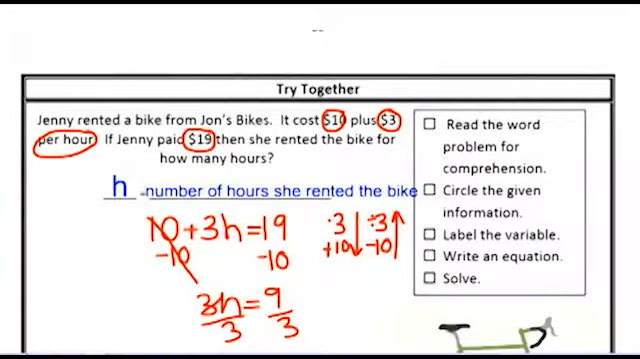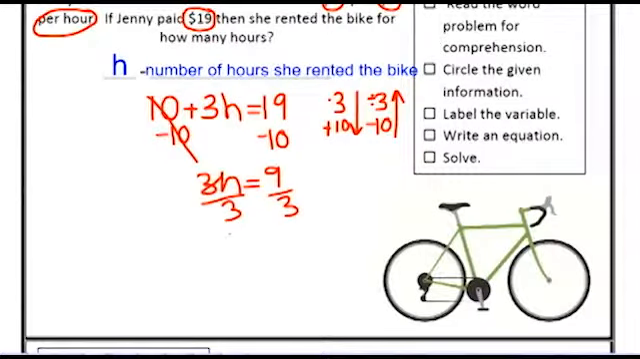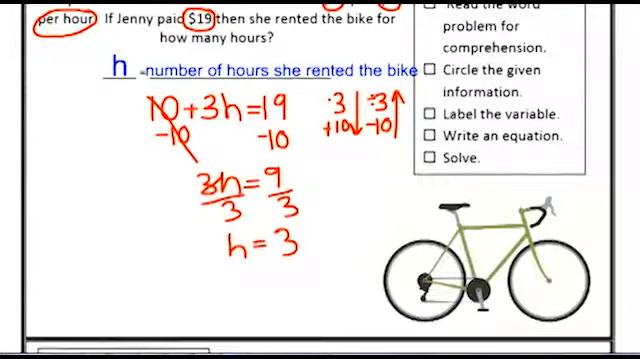H equals 3. Now it has to have a unit. This is a word problem. My unit is 3 hours. I can always look at the number of hours. Think like English class: you're answering in a complete sentence. How many hours did she rent the bike? She rented the bike for 3 hours.